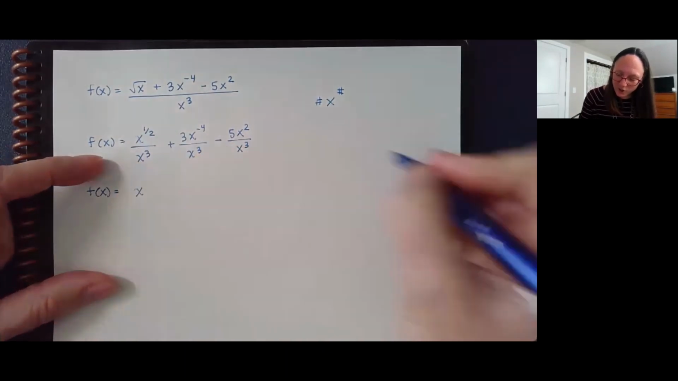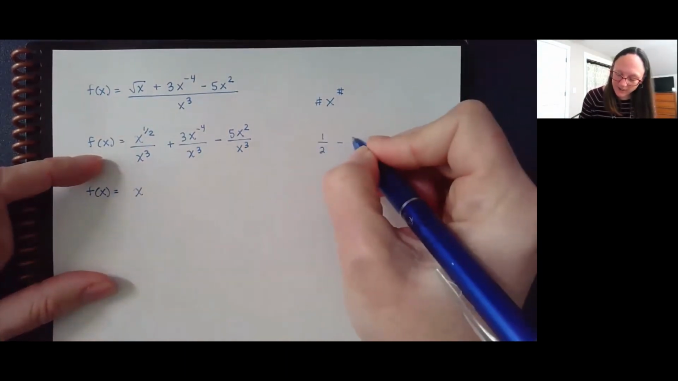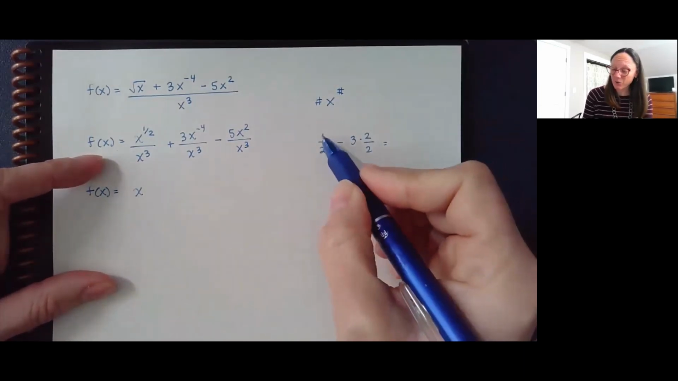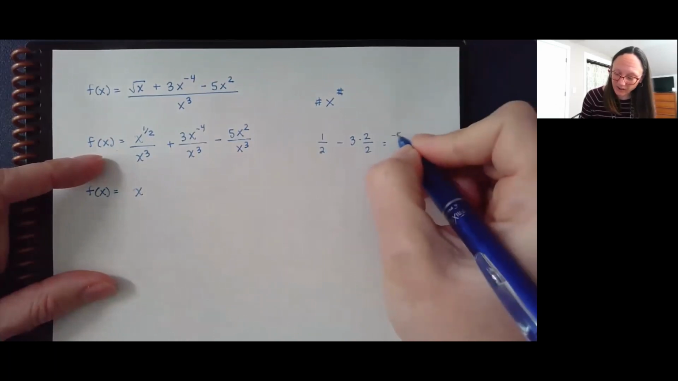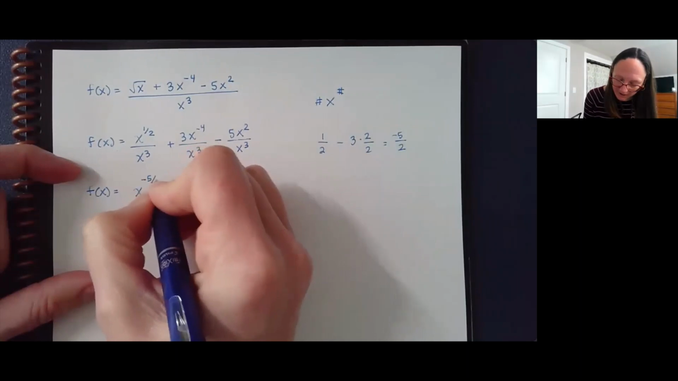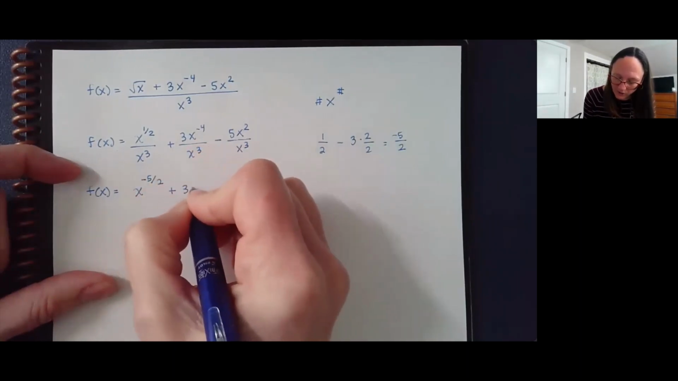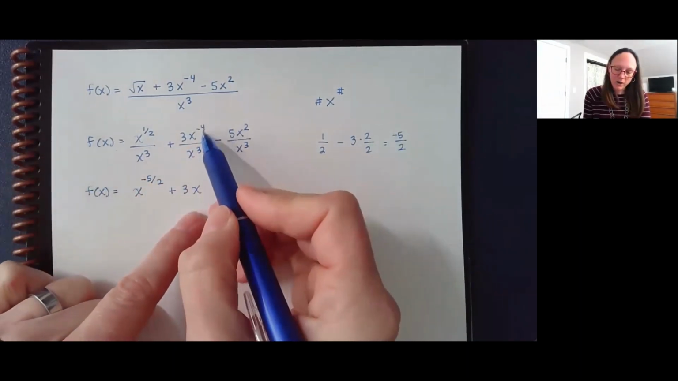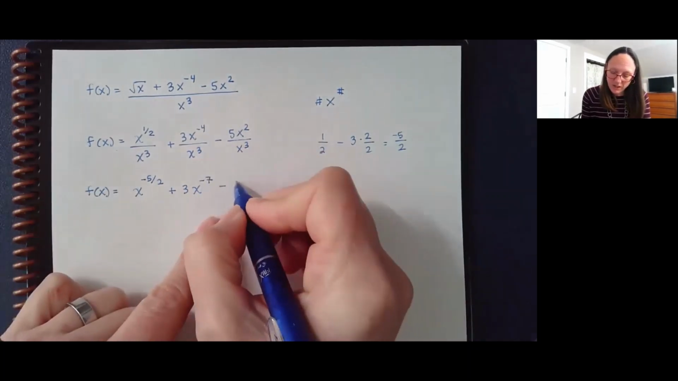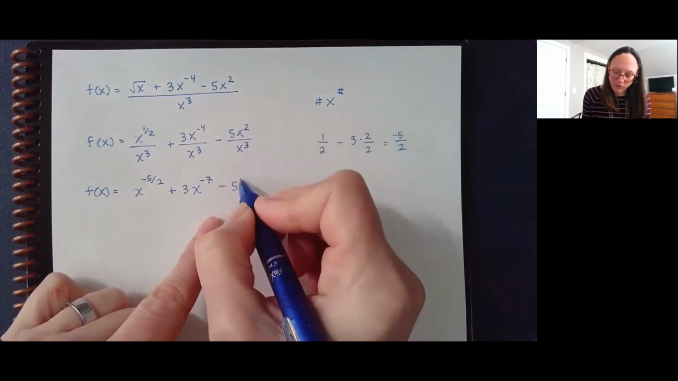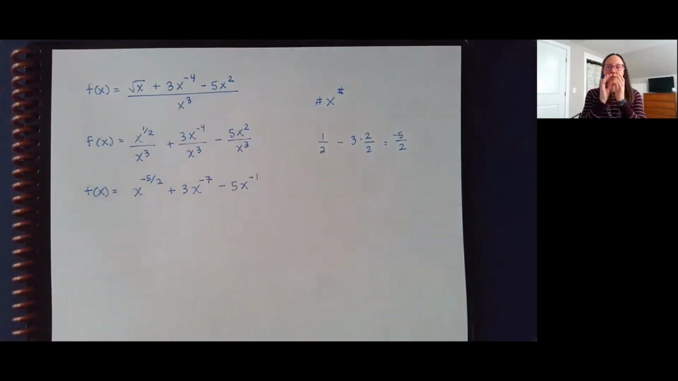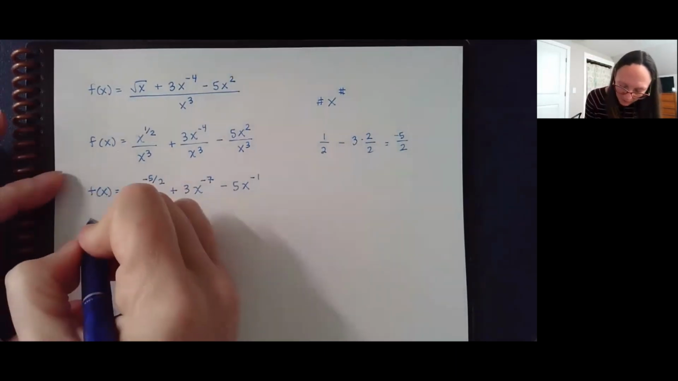So 1/2 minus 3, and if I kind of come off to the side to think about this, I'll multiply my 3 by 2 over 2. That means I'm looking at 1 minus 6, or negative 5/2. So I've got x to the negative 5/2 plus 3x to the negative 4 minus 3, which is going to give me negative 7. And 2 minus 3 is going to leave me with negative 1.